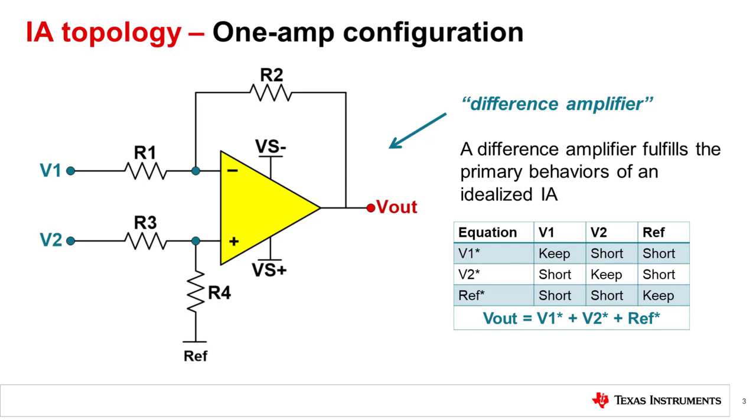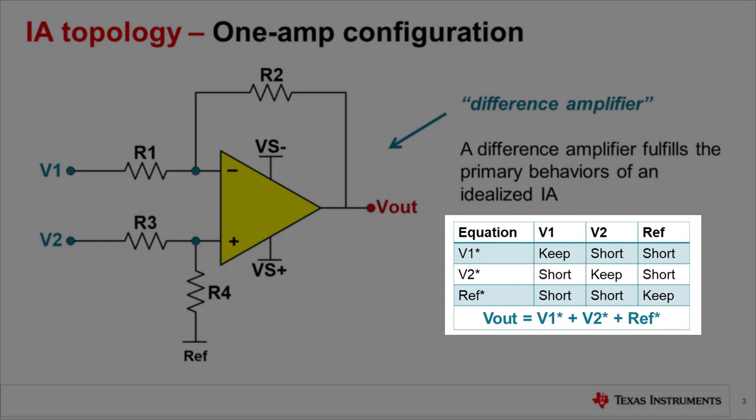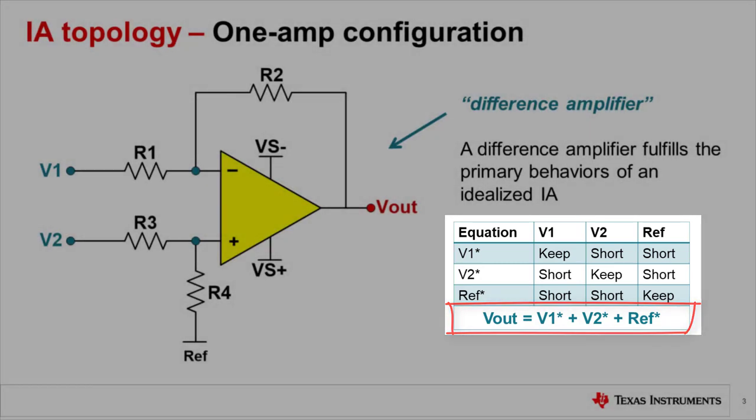Let us now derive the transfer function using superposition. To refresh on the method of superposition theorem, we will derive 3 equations, V1 star, V2 star, and ref star. In the first equation, we will derive V1 star by shorting V2 and ref to ground. In the second equation, we will derive V2 star by shorting V1 and ref to ground. And in the last equation, we will derive ref star by shorting V1 and V2 to ground. Lastly, we will combine these 3 equations to yield Vout.